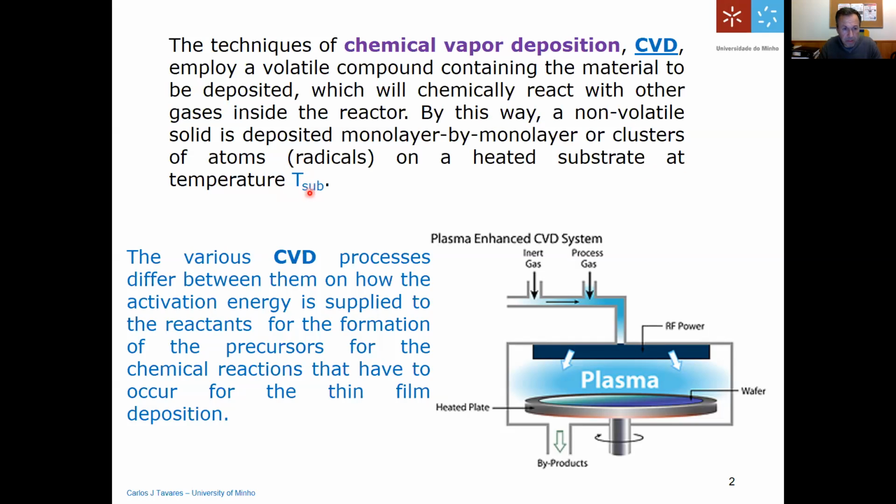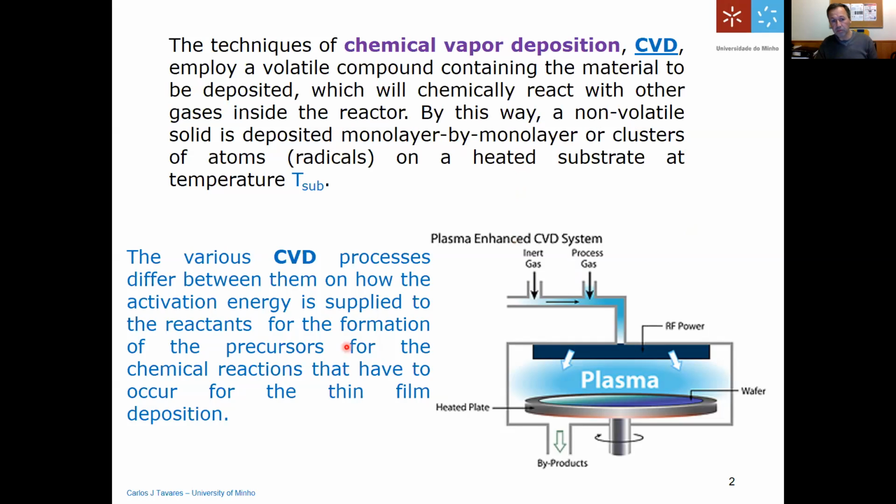T sub. So the various CVD processes differ between them. They can be, for example, atmospheric pressure CVD or high vacuum CVD or hot wire CVD. And normally these CVD processes differ on how the activation energy is supplied to the reactants for the formation of the precursors. So that we have some reactions on the surface of the growing front of the film or on the substrate to form this non-volatile solid, which is deposited one layer by one layer.